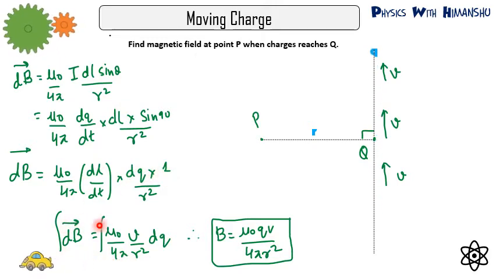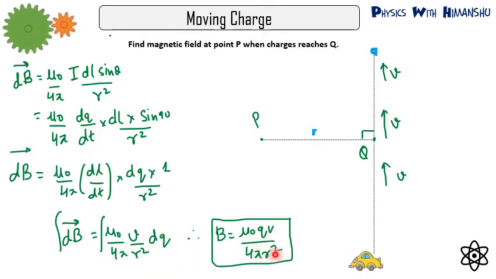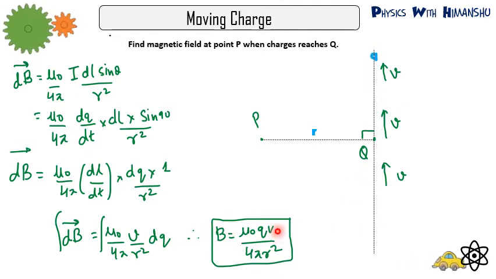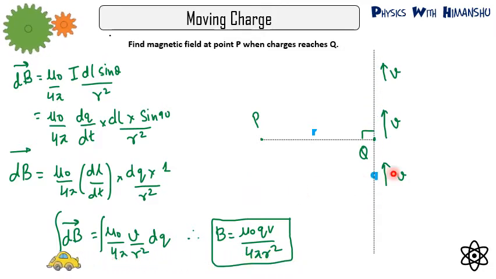If you integrate both sides, dl by dt is the velocity of the charge and only dq will be there, and integration of dq will be q. So the magnetic field will be mu naught q v upon 4 pi r square. This is the magnetic field when charge q is traveling with velocity v. Please remember this formula, it is very important, and also please remember how I have solved this question, because this is also very important.